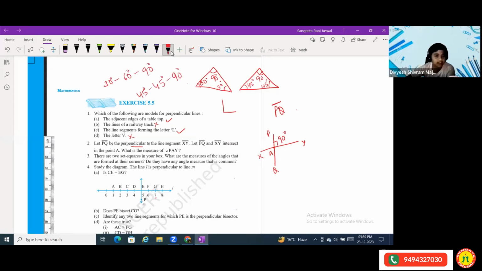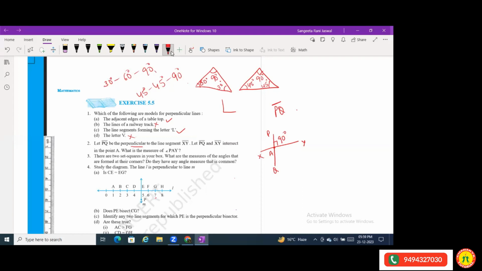Ma'am, 90 degrees is the same in two triangles. Yes, so what is common? 90 degrees is common. Do they have any angle measure that is common? Yes, that is 90 degrees.